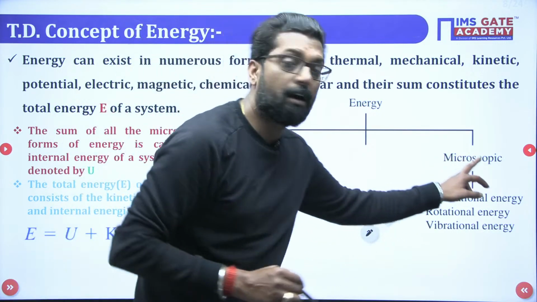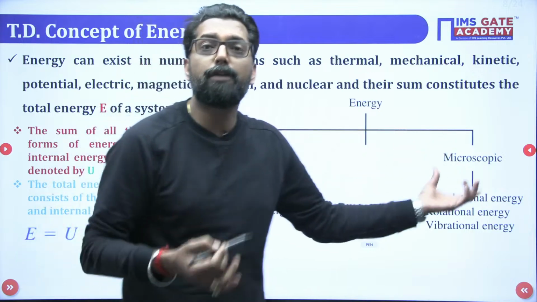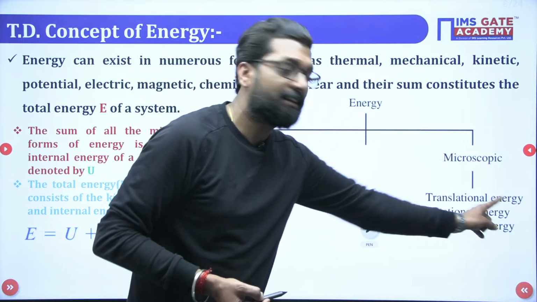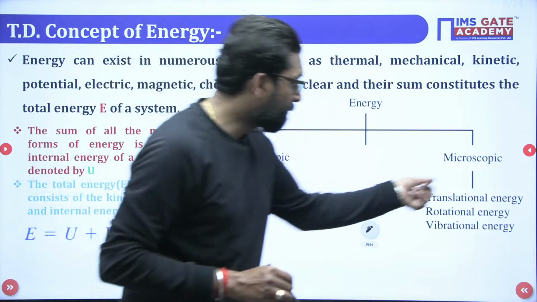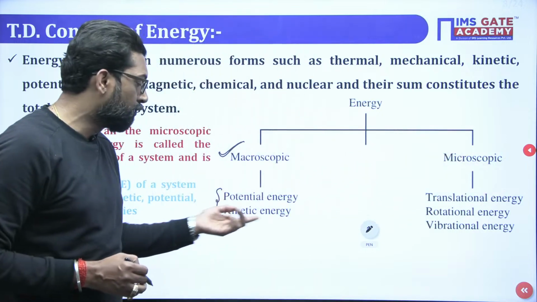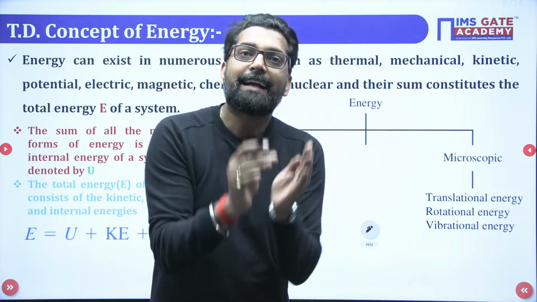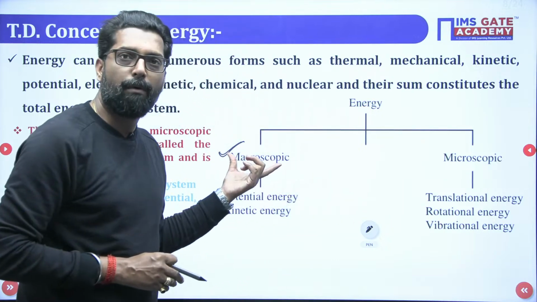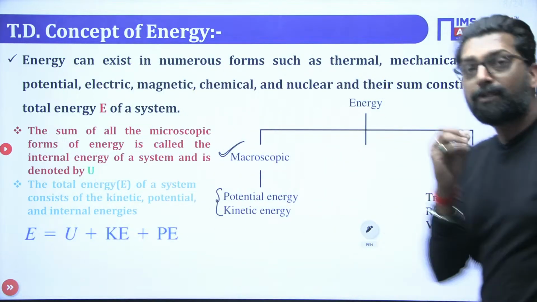Now the second one, another form, is the microscopic. See beta, micro is associated with the molecules of the system. It is in the form of translational energy, rotational energy and vibrational energy. So here is the confusion in mind: if the molecules have translation, that means kinetic energy, yes. Sir, you said kinetic is macroscopic, so why is it in the micro form? Because if someone asks you about kinetic energy, you can easily say it is a macro form of energy. But it is not like that; kinetic energy is also present at the micro level.